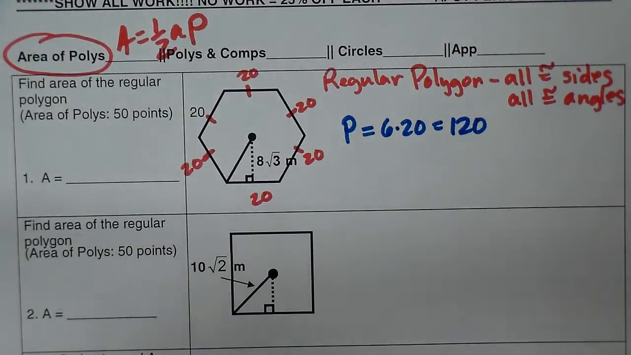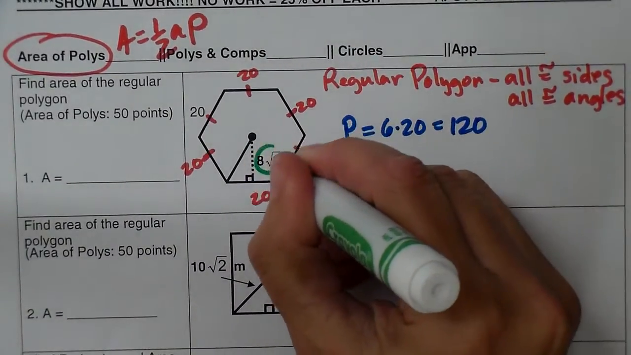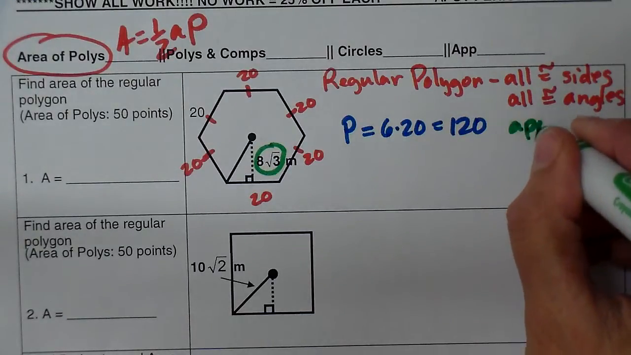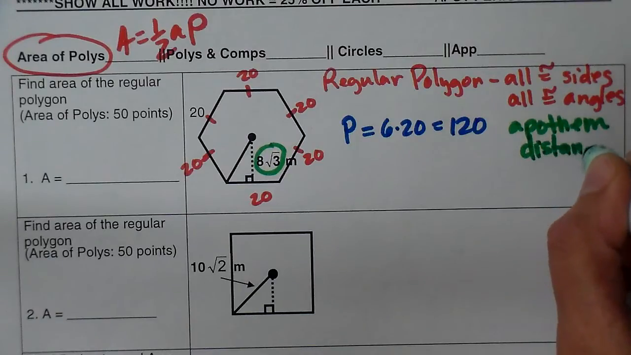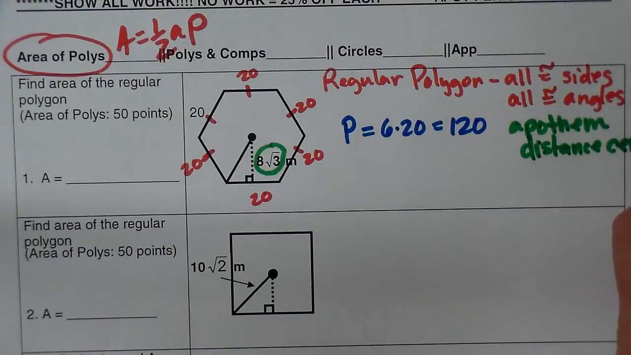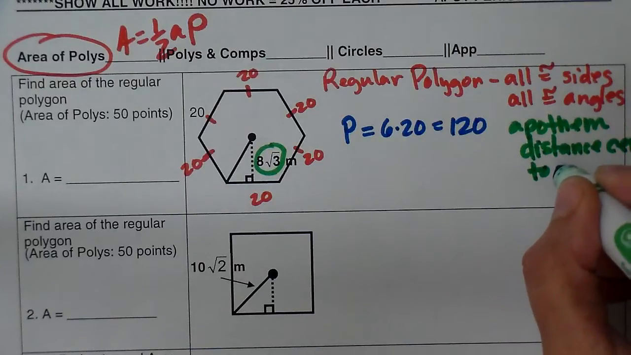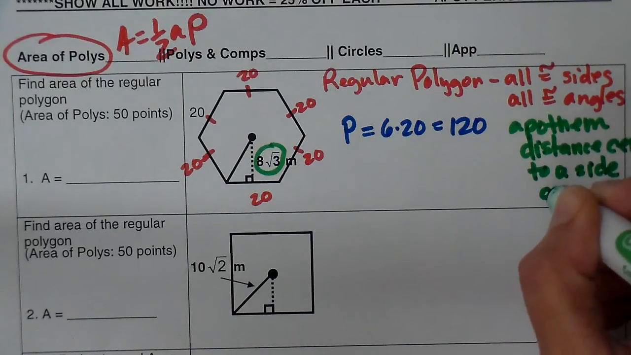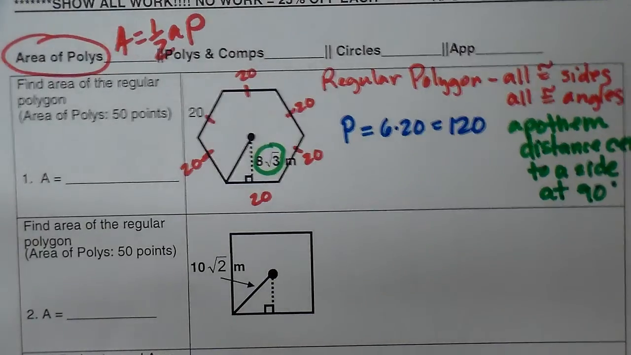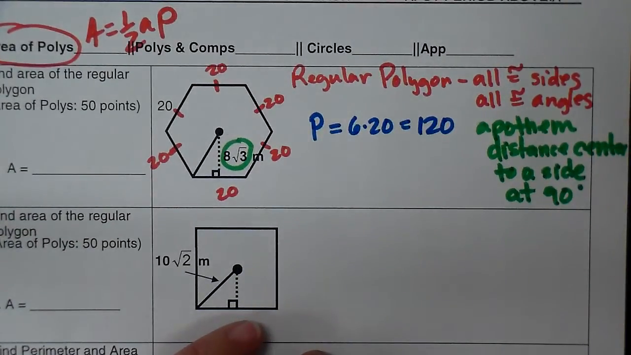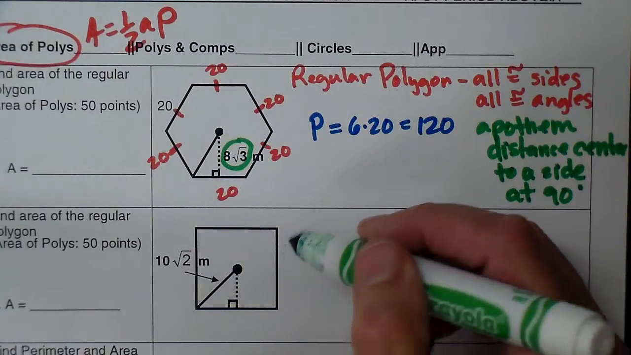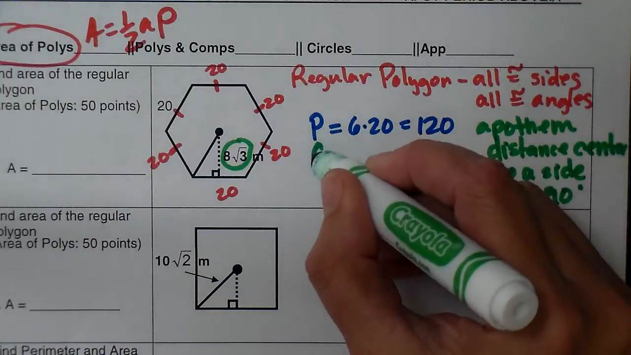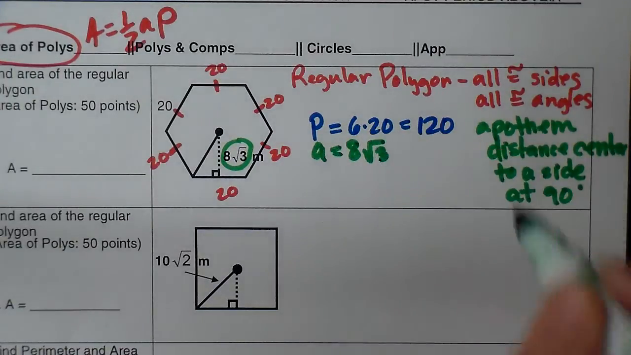Now let's find the apothem. Well, in this particular example, the apothem was given to you. This is the apothem, okay? And remember what an apothem is. The apothem is the distance from the center to a side at 90 degrees, okay? It's the distance from the center of the polygon to a side, any given side, at 90 degrees. My apothem is already given to me. My apothem is 8 square root of 3.